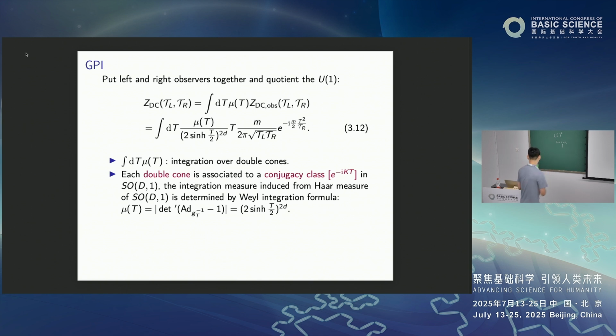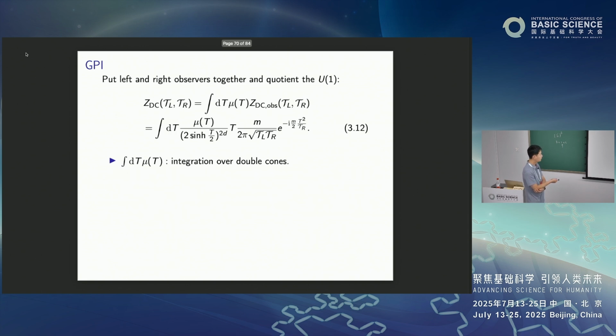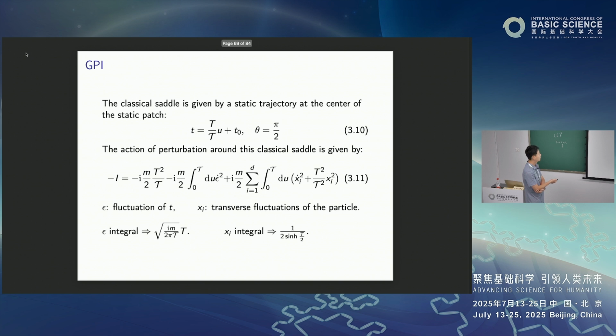So the observer is now reduced to a 1D nonlinear sigma model. Here it maps from S1 to the double cone. This curly T is the period of the S1. Yeah, curly T is the period of the S1.